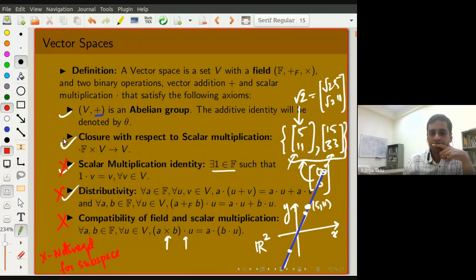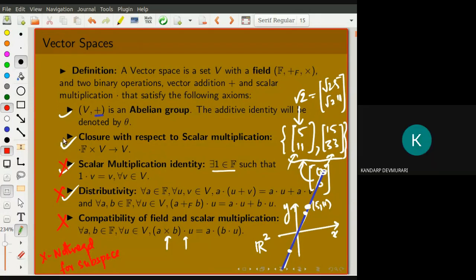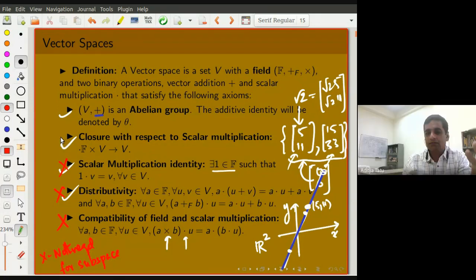We require that, of course. In fact, we proved that a straight line that does not pass through the origin is not a subspace because it violates this. It is not closed with respect to scalar multiplication. So this, of course, is required.